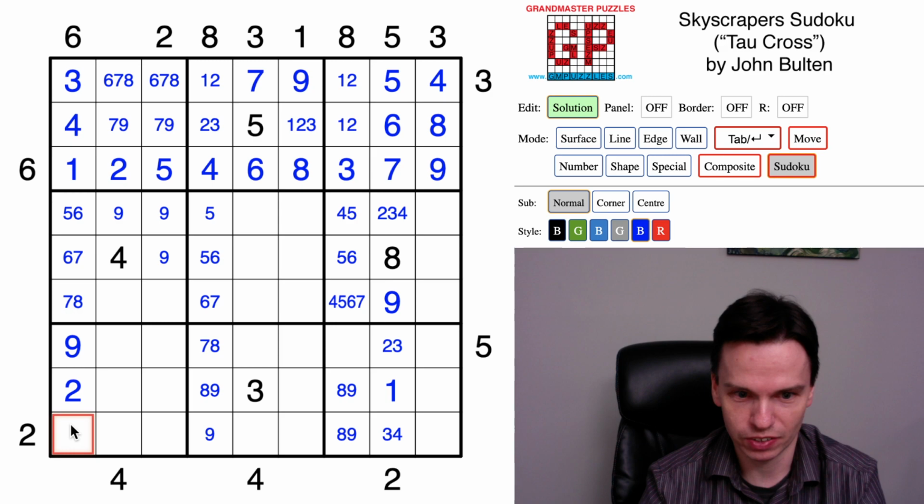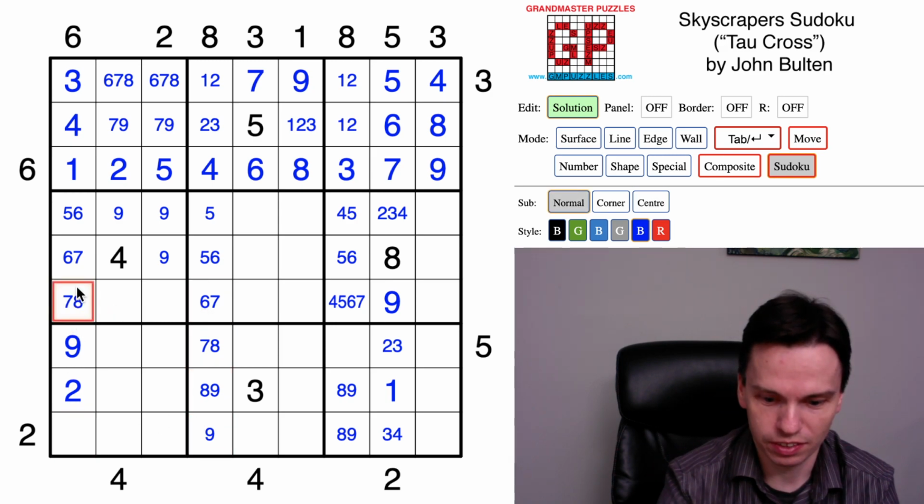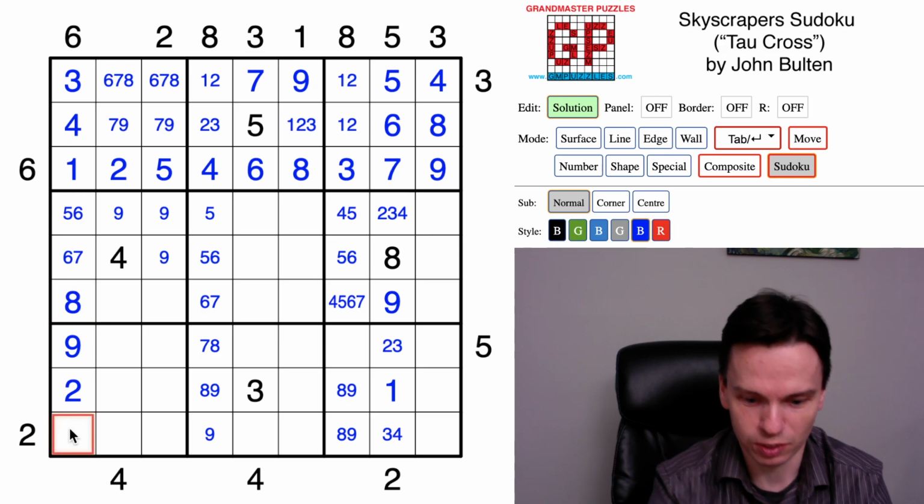So this largest value of 8 causes issues through this cascade. And so instead, an 8 is going to go in this cell, and this is going to be a 5, 6, 7.